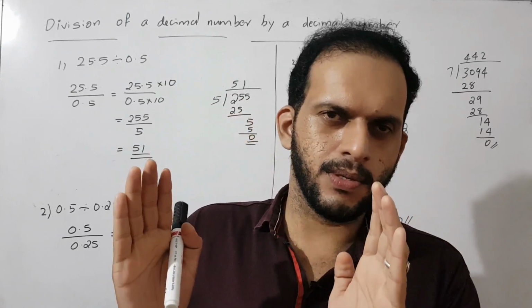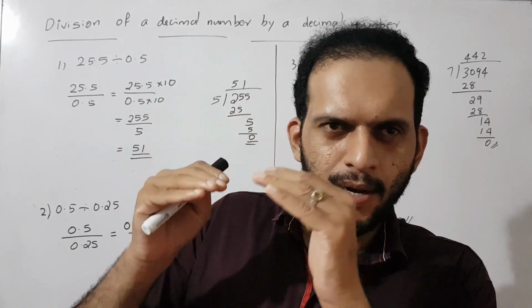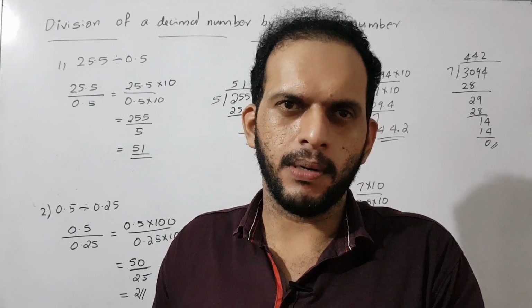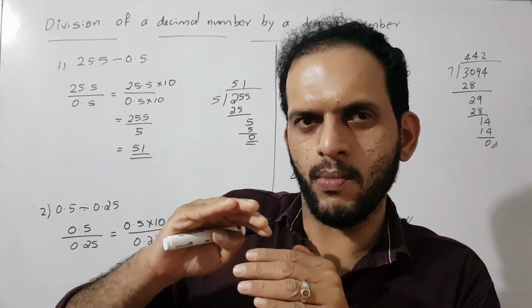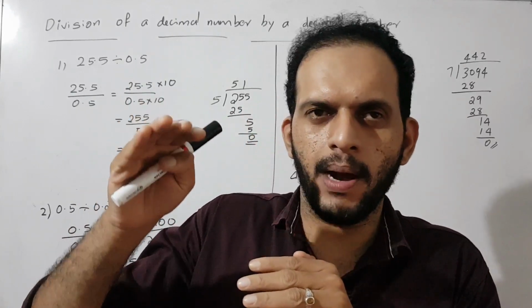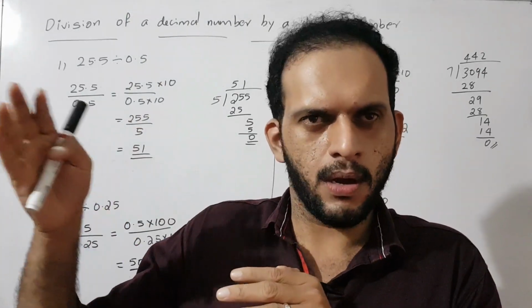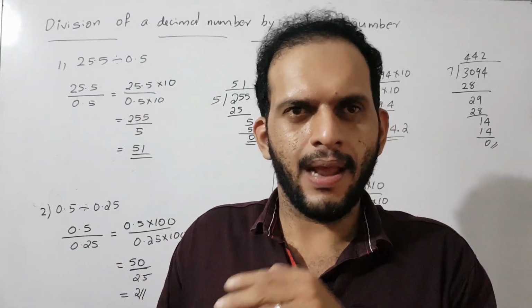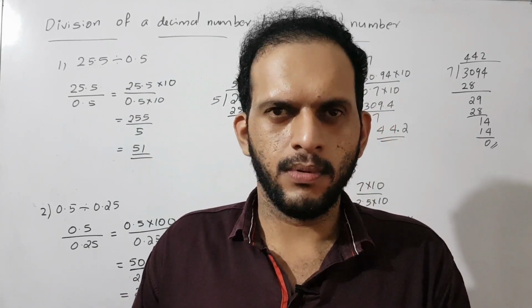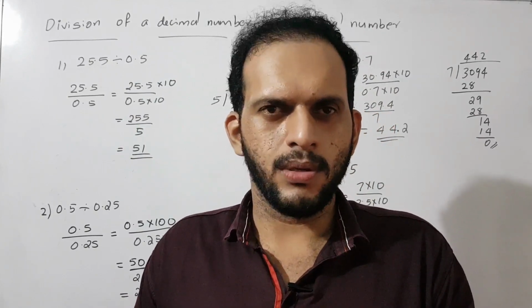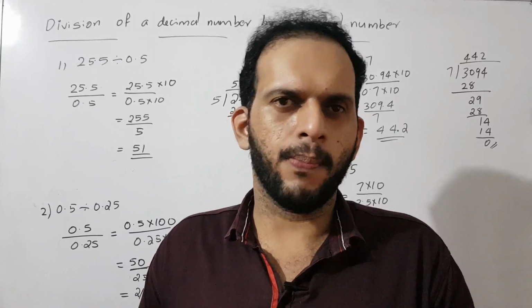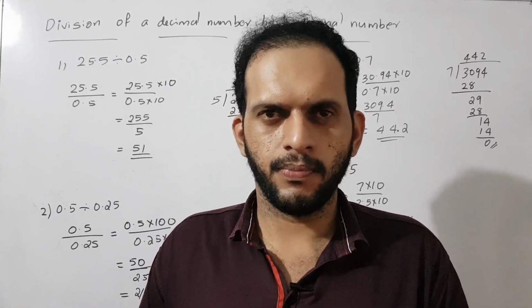Now, what is the first step? To convert the denominator to a proper number. If the decimal point moves one step back, multiply by 10. For 2 steps, 100; 3 steps, 1000, like that. Then the actual division. Is it clear? So that is the last idea. Okay, then we have some more problems, then the chapter is over.